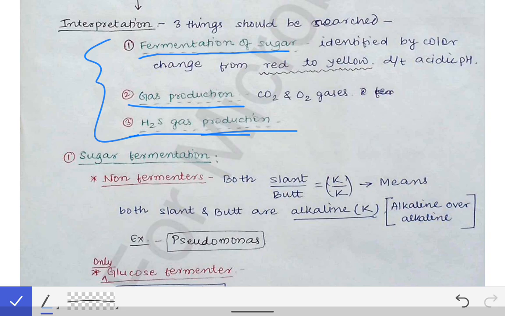In the fermentation of the sugar, we generally look for the change in the color. The normal color of this TSI agar is red.